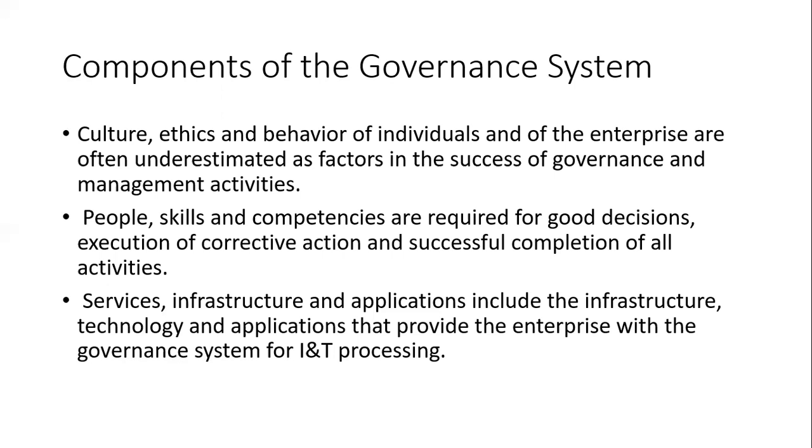Okay, the last one is services, infrastructure, and application. I call it SIA, services, infrastructure, and applications. So this includes infrastructure, technology, and applications that provide the enterprise with the governance system for IT processing. So for each of the objectives, COBIT also recommended technologies that you might need. So for the successful implementation of each of the objectives, you need to determine what you need to add or improve in your enterprise architecture.